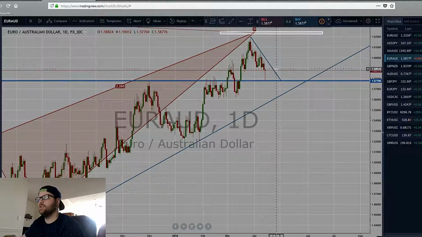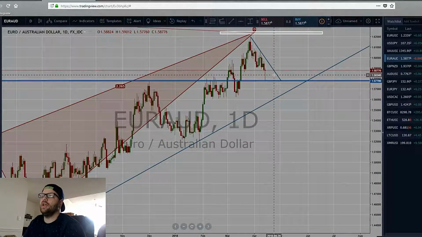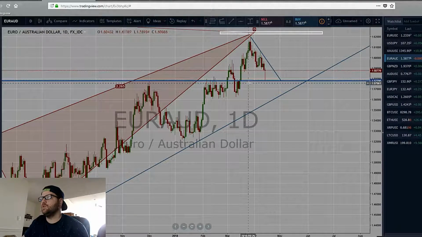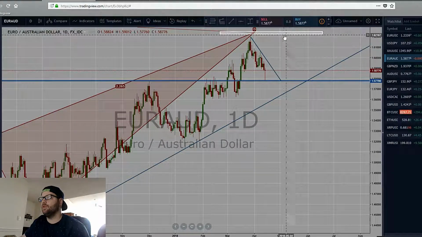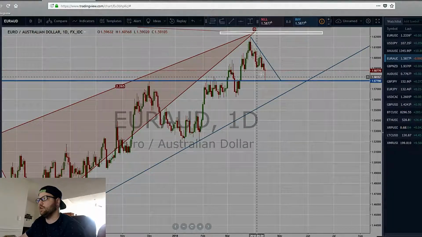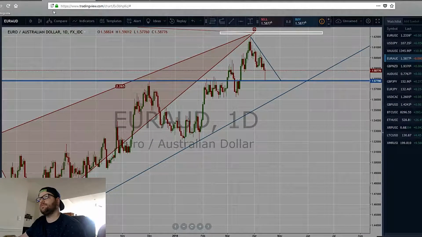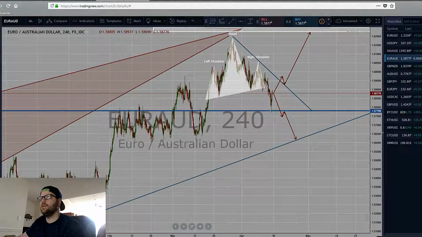I'm not going to say that I expect this to go bullish this week, but it is something to definitely be aware of, that if we get the break of this trend line right here to the upside, then we're looking for the completion of the bat pattern. We can trade that. Let's go ahead and drop down to the 4-hour time frame.